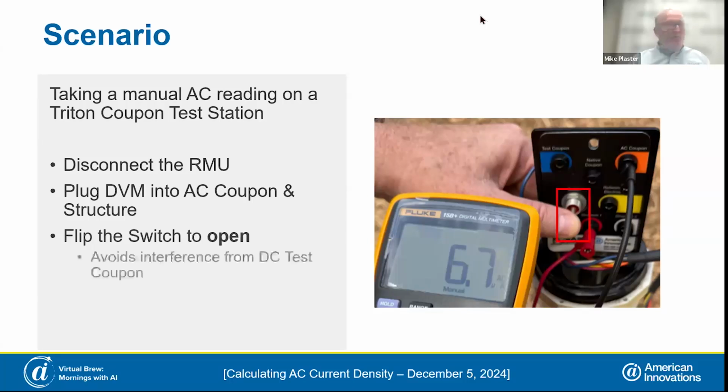The reason you want to do this is to avoid interference from the DC coupon. If you are hooked up to it, you can see your reading changes when you flip it from closed to open. The reading you get when it's open is the reading you want to use for your calculation. Once again, it needs to be open. And as I said, I'm going to keep stressing this: know your coupon size.